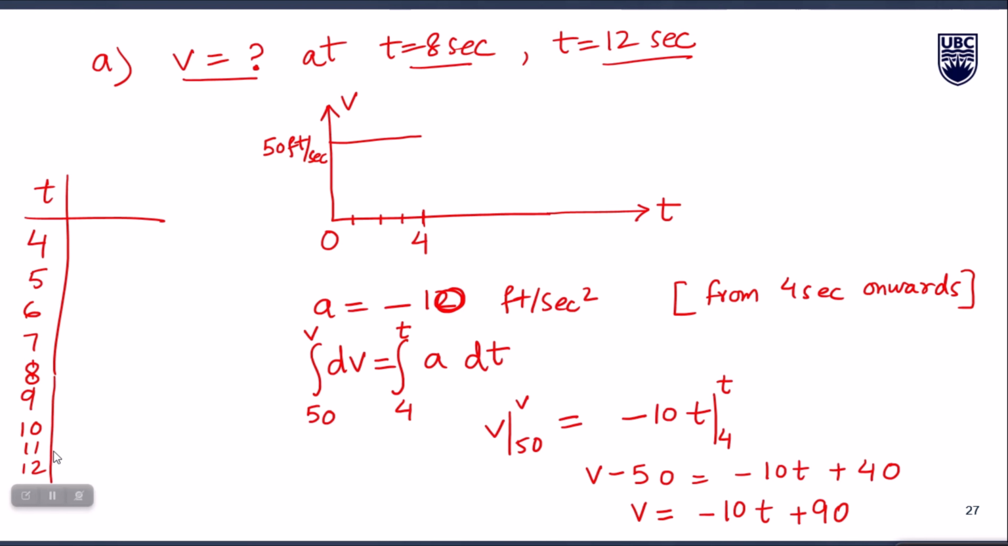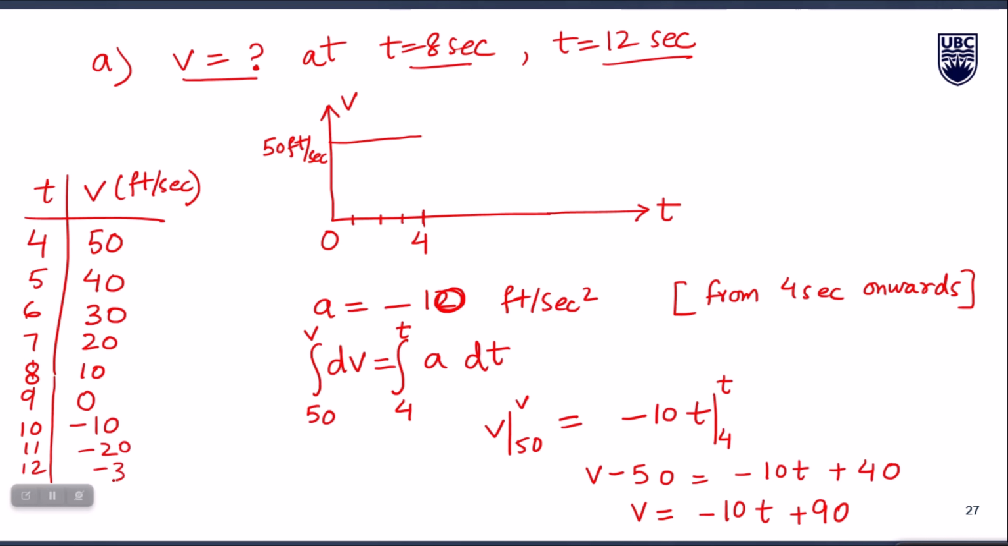You can evaluate that equation. For example, for t equal to 4 second, v will be minus 40 plus 90, so 50, right, in feet per second. And then for t equal to 5 second, it will be 40. T equal to 6 second, it will become minus 60 plus 90, 30. For t equal to 7, it will become 20, then 10, then at 9 second, it will become 0, right? For t equal to 9 second, v will be 0. For t equal to 10, it will be minus 10 now, minus 20, minus 30, right?